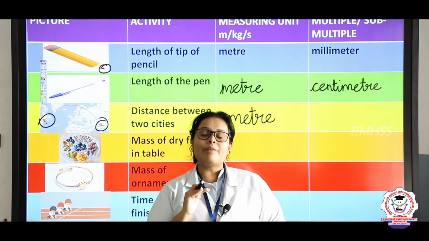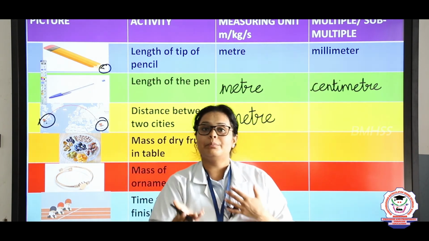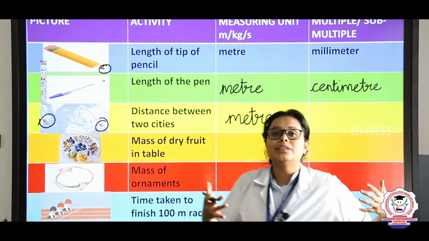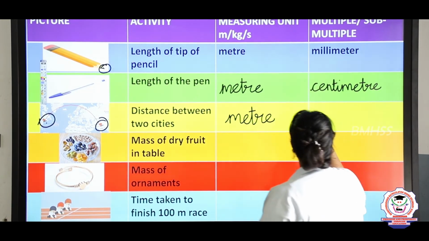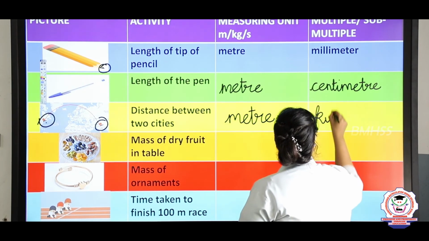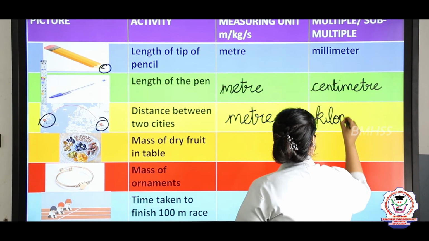Same way, now tell me whether this meter can be calculated for two different places. No, right? So we have to take the multiple. Multiple means larger form. So larger form of meter is what? It is kilometer. So here I will write it as kilometer.